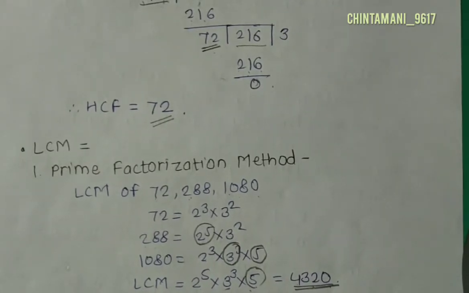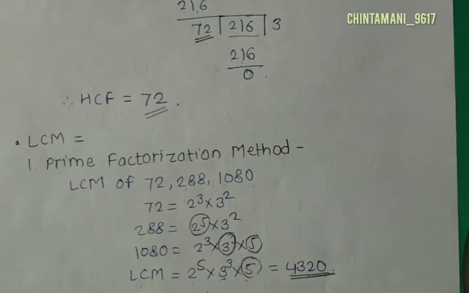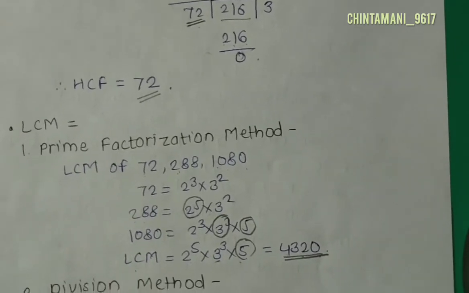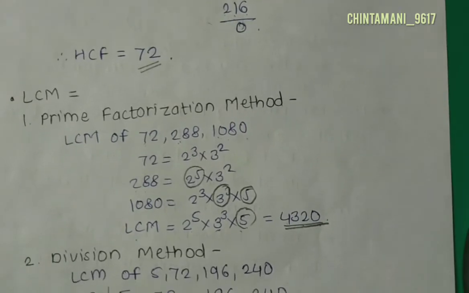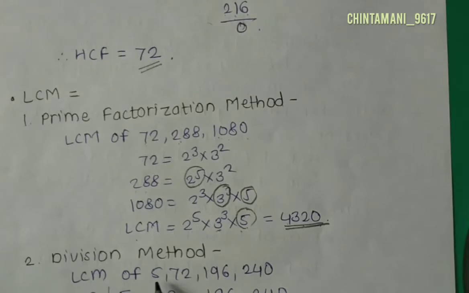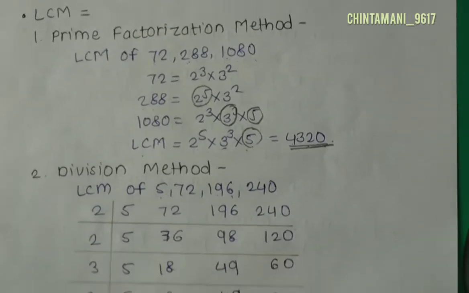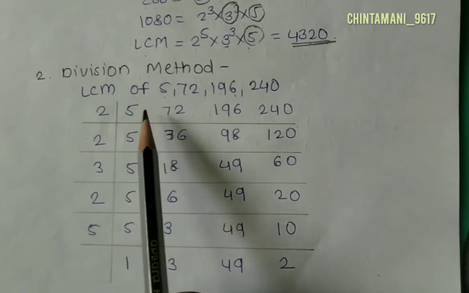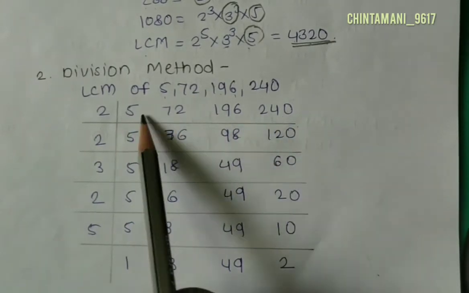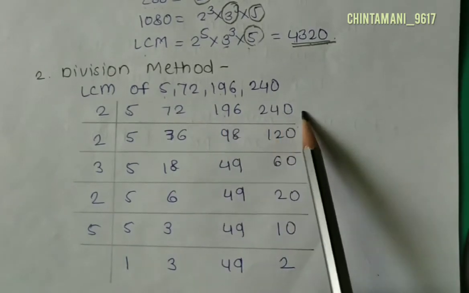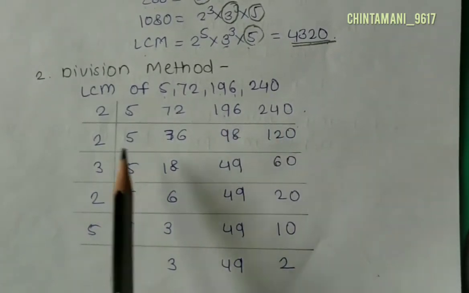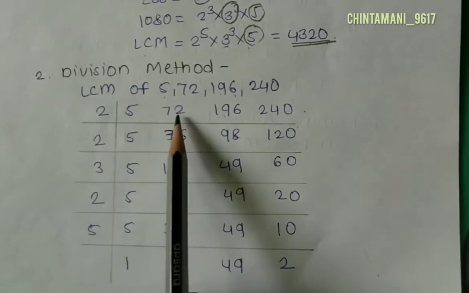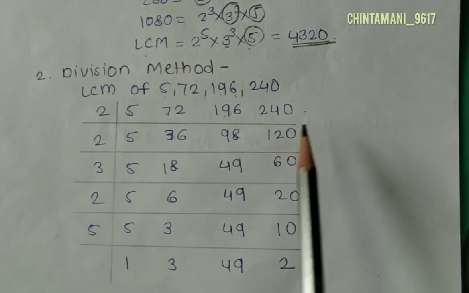The second method to find the value of the least common multiple is the division method. Let's take an example to remember it: LCM of 5, 72, 196 and 240. What is the division method? First write down the table and write down the numbers in a row: 5, 72, 196, 240. From the basics, we know we can divide the numbers 72, 196 and 240 by 2.